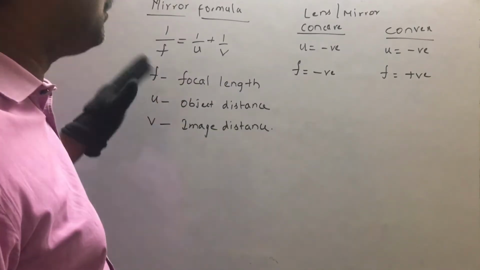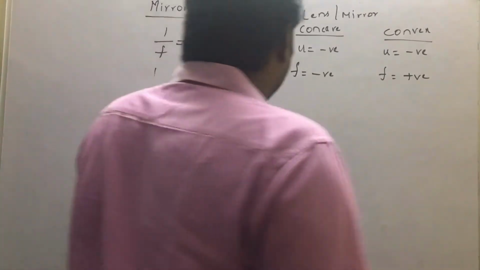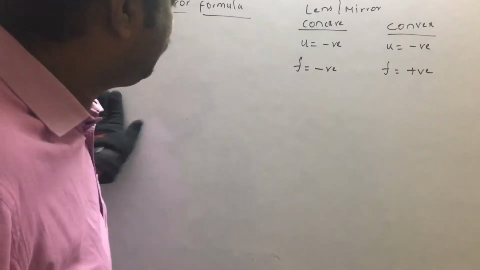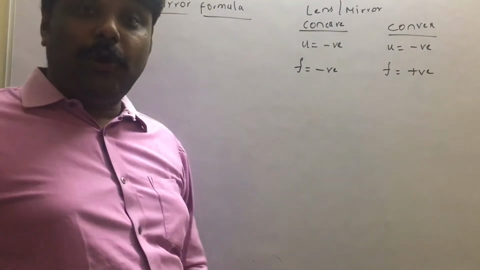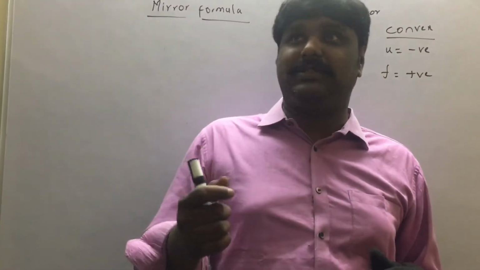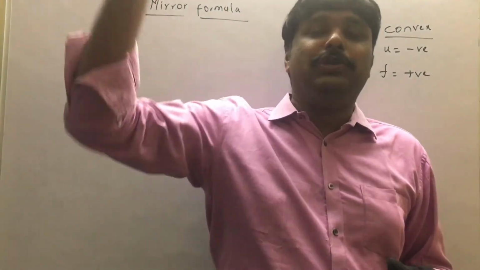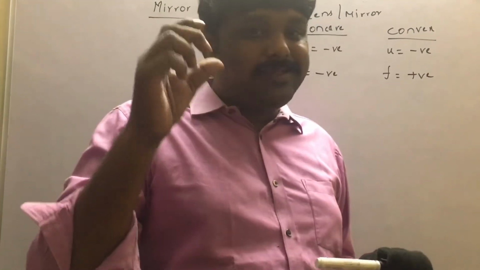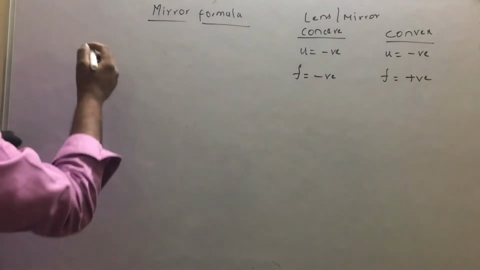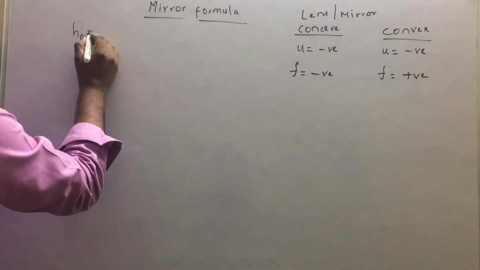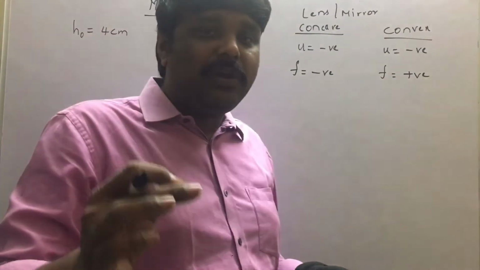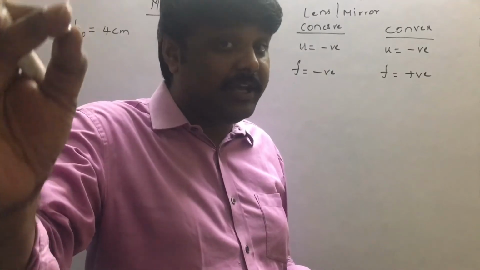Let us try to solve a numerical based on this. Let us consider an object of size. I have come across so many of my students who take the u value where the size is given. Size indicates the height of the object. Let us say the object of size, that is h naught, 4 centimeters, is kept in front of a concave mirror.